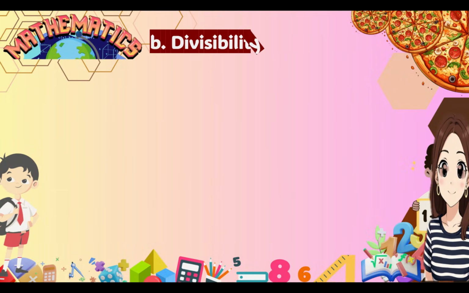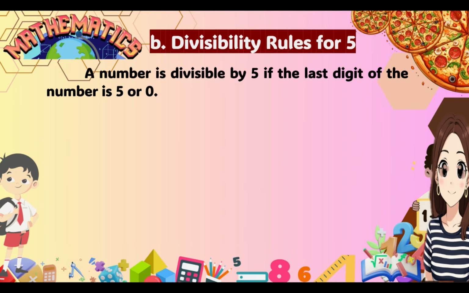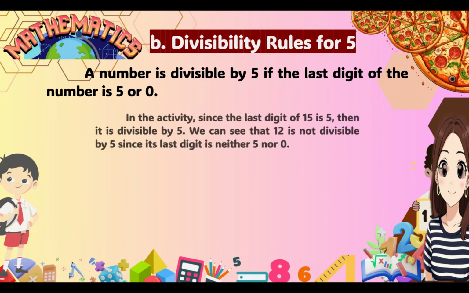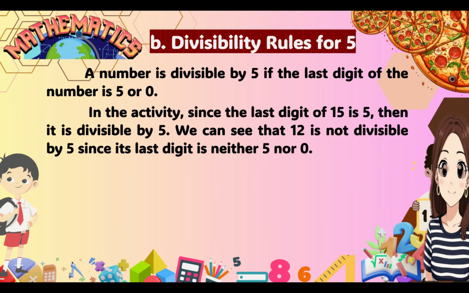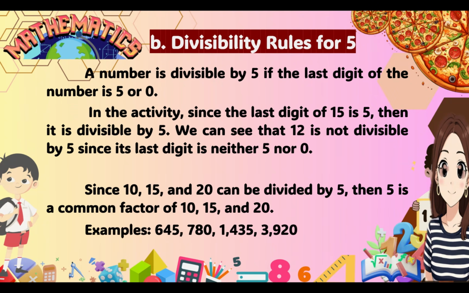Next, we have the divisibility rule for 5. A number is divisible by 5 if the last digit of the number is 5 or 0. In the activity, since the last digit of 15 is 5, then it is divisible by 5. We can see that 12 is not divisible by 5 since its last digit is neither 5 nor 0. Since 10, 15, and 20 can be divided by 5, then 5 is a common factor of 10, 15, and 20.